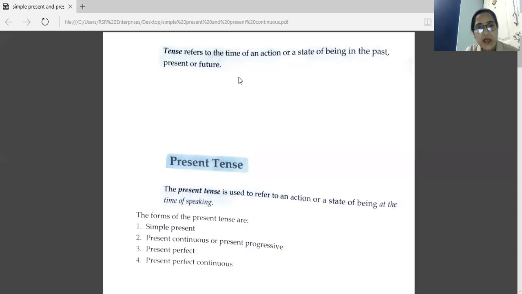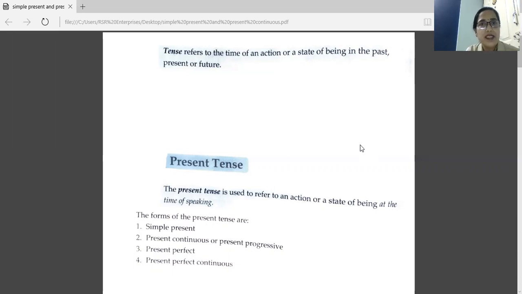Okay. Now, in the tenses, you need to know three forms of verbs also. For example, I'm taking write. Write is a verb. We have three forms of write. First form is write. Second is wrote. And third is written. Write, wrote, written. We have to use these three forms according to the tenses that we'll study here.